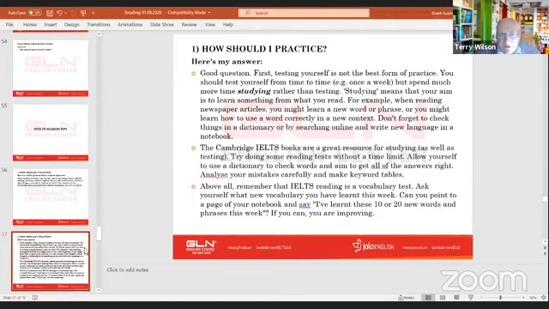Ask yourself what new vocabulary you have learned this week. Can you point to a page of your notebook and say, I've learned these 10 or 20 new words and phrases this week? If you can, you are improving.